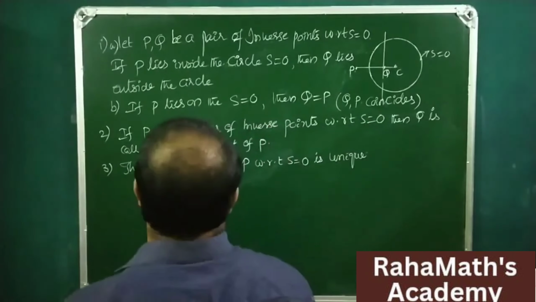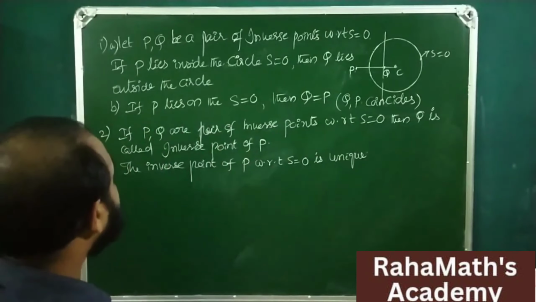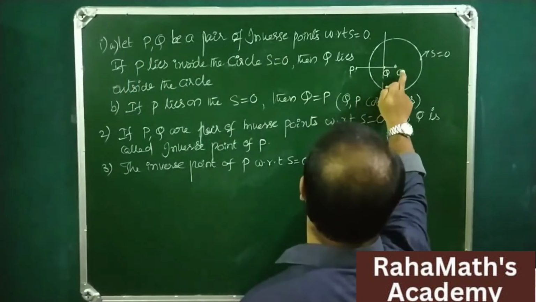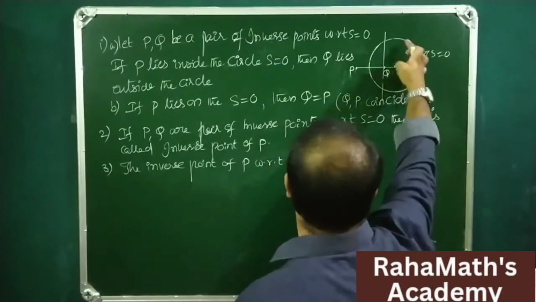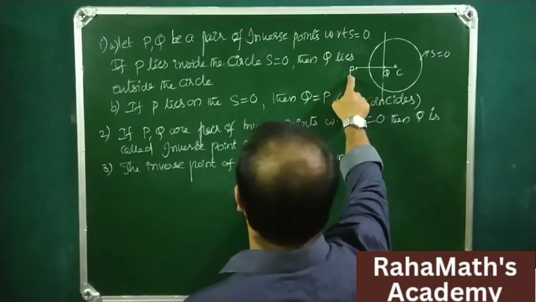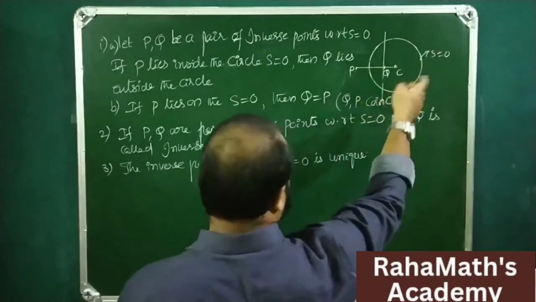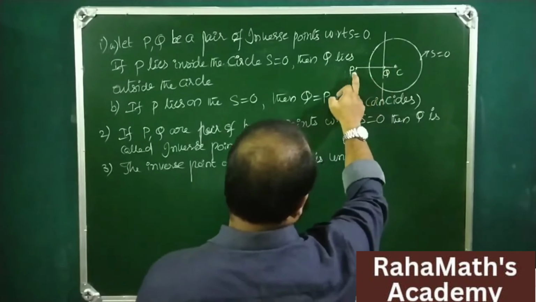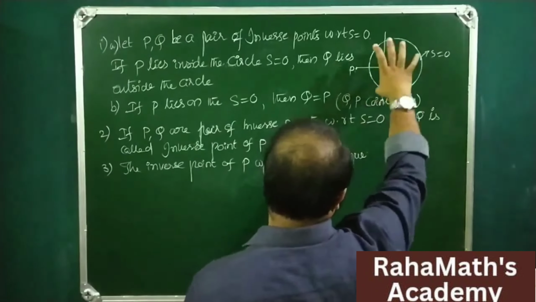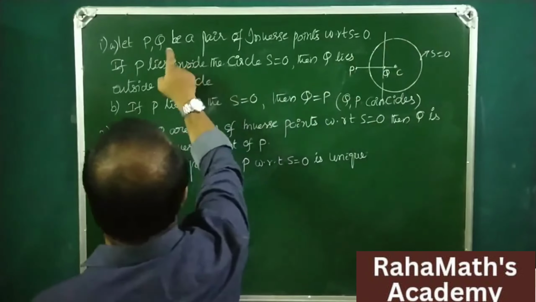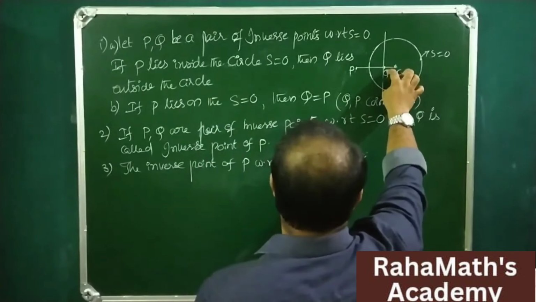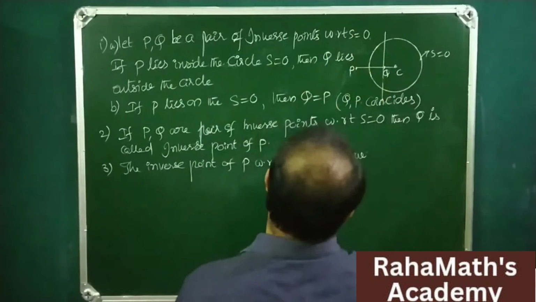So these are the three conditions. Let P, Q be a pair of inverse points with respect to circle S equals to 0. If P lies outside the circle, Q, the inverse of P, lies inside the circle. What is the condition now? If P lies inside the circle, then Q lies outside the circle.